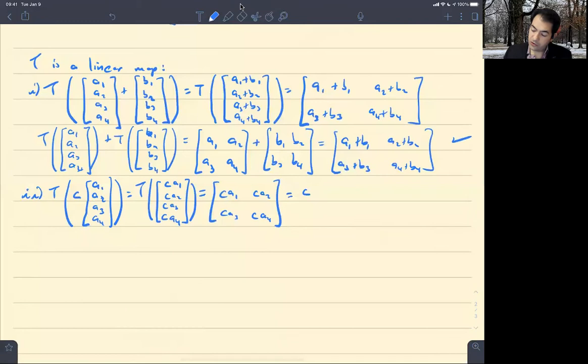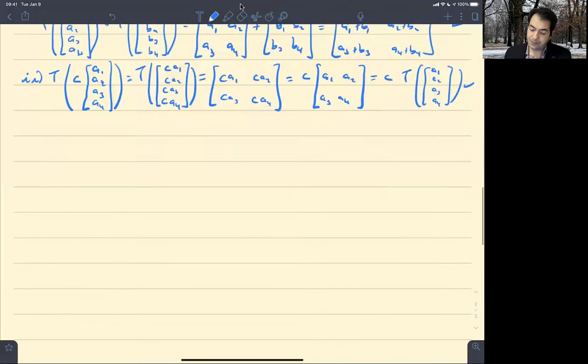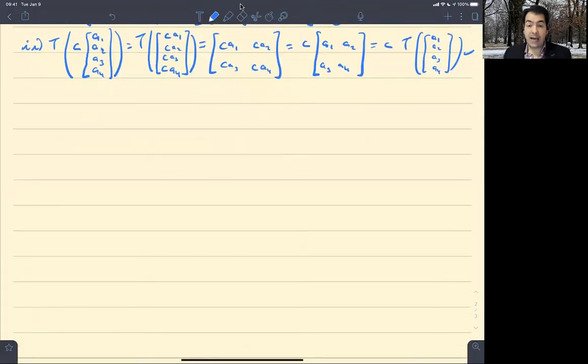And then we notice that is C times the matrix A1, A2, A3, A4, which is C times T of A1, A2, A3, A4, just like we wanted. Okay, so that shows that T is a linear map. Now, having a linear map lets us compare the two vector spaces. But in fact, in this case, it's really the same vector space, just written in a different way. So let's write that out.